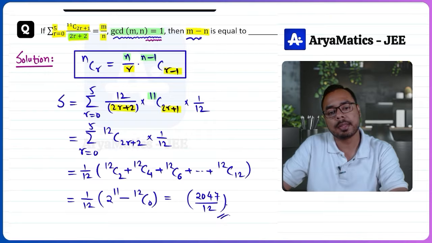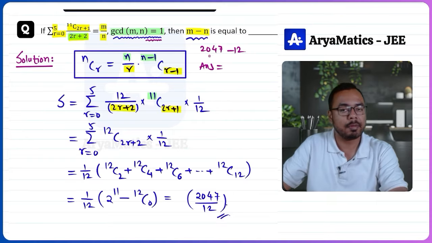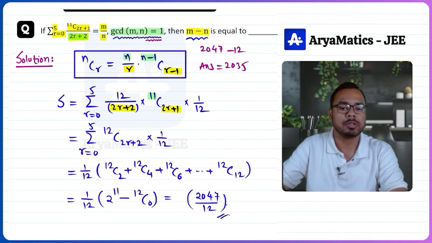We need m minus n. So clearly the value of m will be 2047 and n is 12. So m minus n will be the difference of these two, which means we have 2035. That should be the correct answer for this problem.